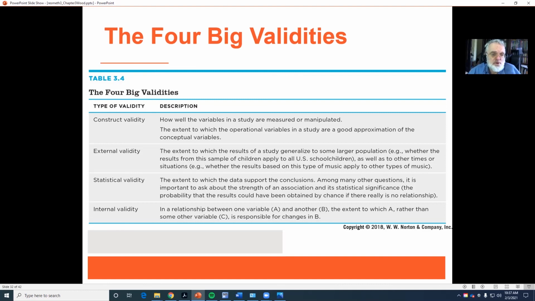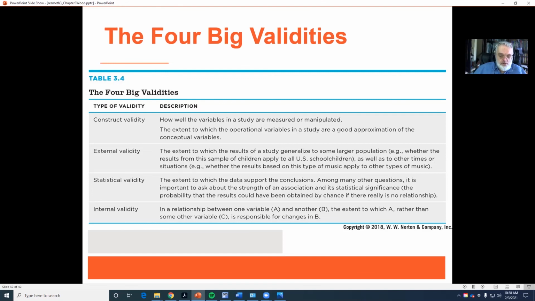So the last one is internal validity. The way I think about this is internal validity deals with, are you looking at the system of variables correctly? So the nicest example that she gives here is, if I think one variable is related to another, maybe they're not related to each other, but there's some other variable that's responsible for changes in A and B. This is known as a third variable explanation of an association between two variables.